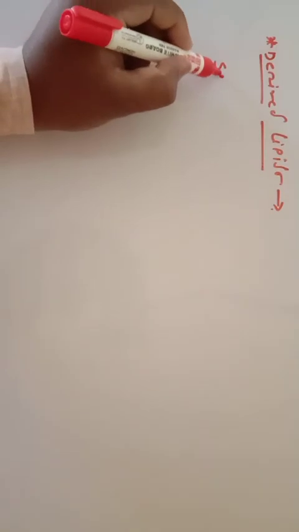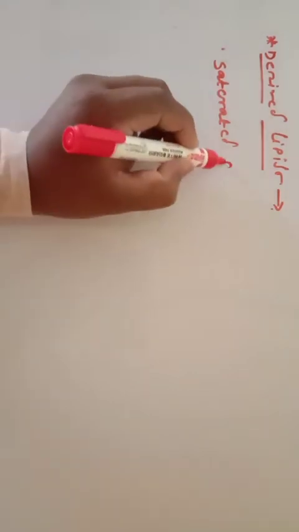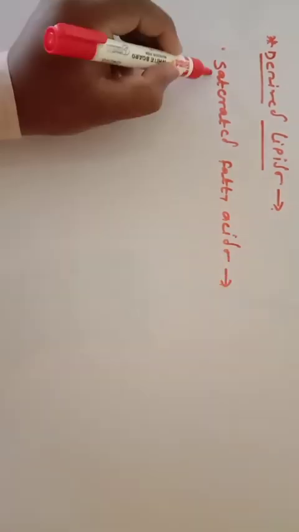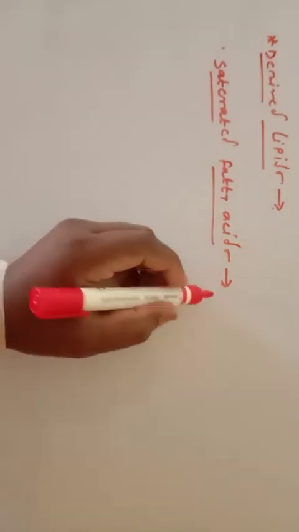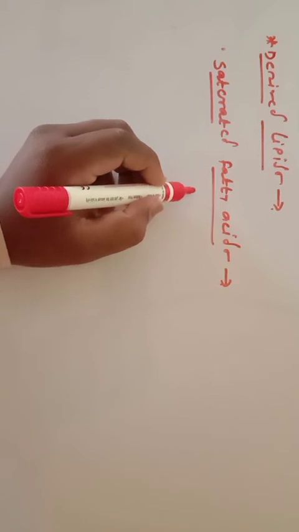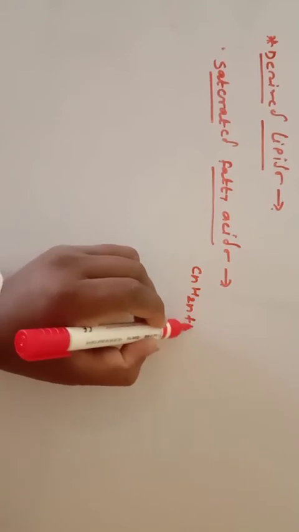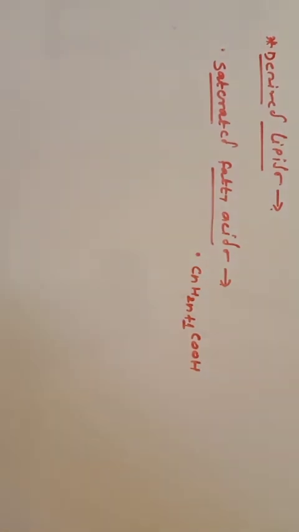So saturated fatty acids. If you see the general formula for this saturated fatty acid, it is CnH2n plus 1 and having COOH group is there. So you should remember this point. The saturated fatty acids means without double bond, having the general formula CnH2n plus 1 COOH.